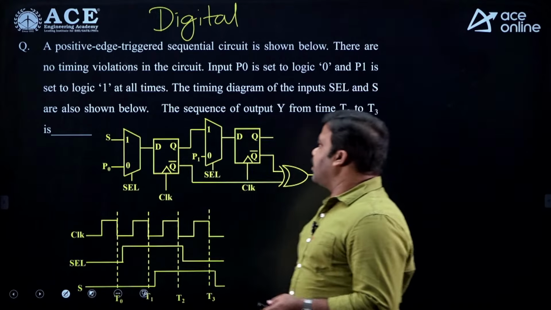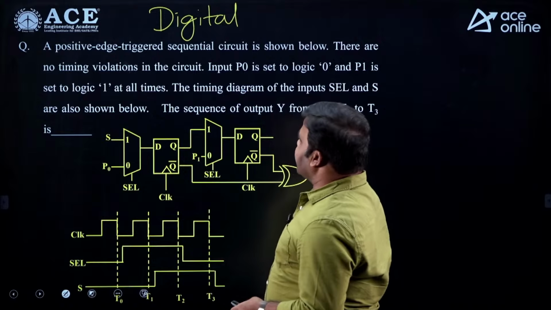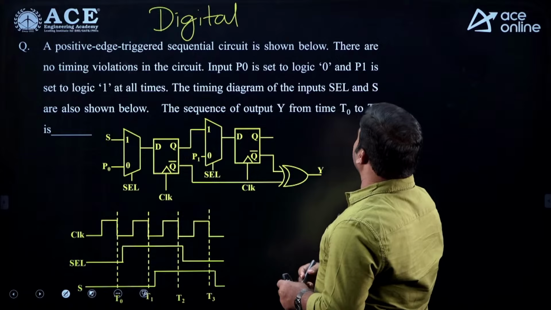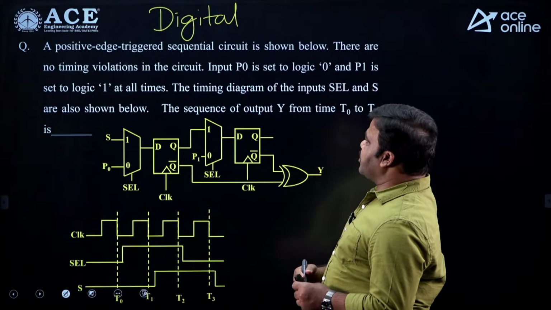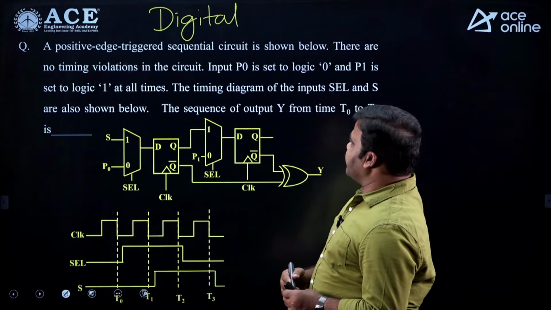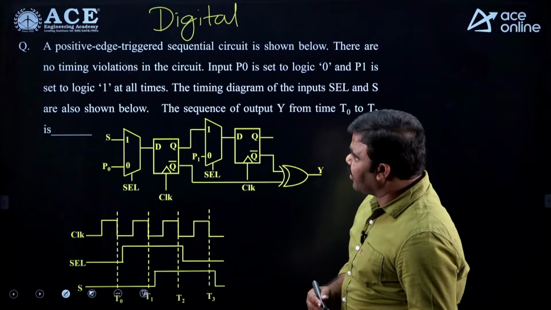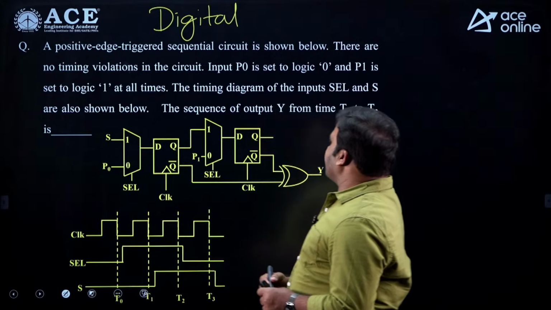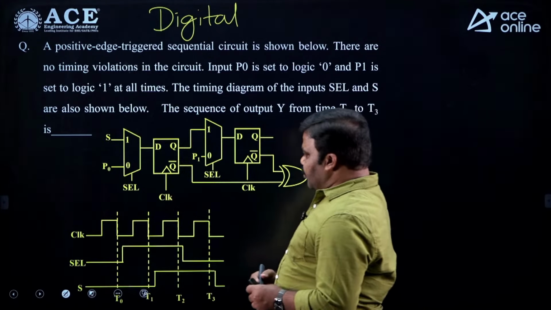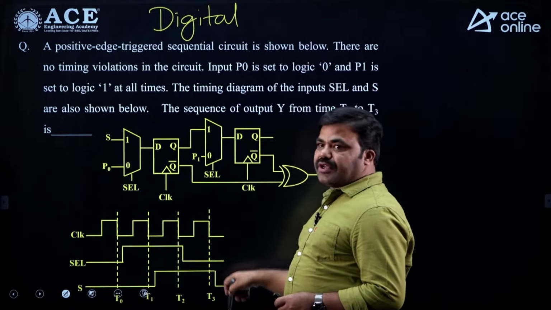Let us see questions on digital circuits based on our students' memory. So, there is a question on sequential circuits. A positive edge triggered sequential circuit is shown below. There are no timing violations in the circuit. Input P0 is set to logic 0 and P1 is set to logic 1 at all times. The timing diagram of the input select line as well as S are shown below. The sequence of output Y from time T0 to T3. So, we need to write what is the Y at T0, T1, T2, T3.